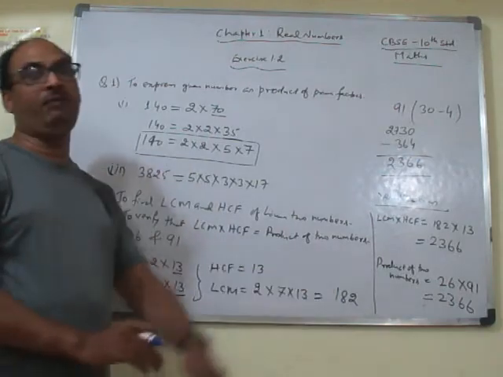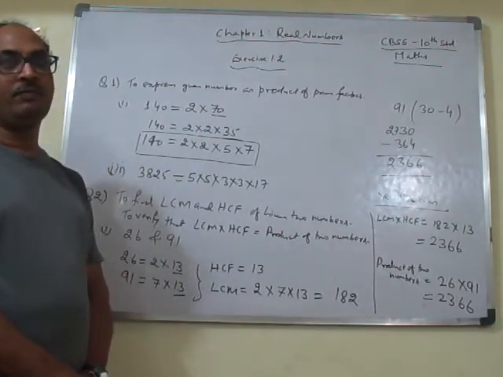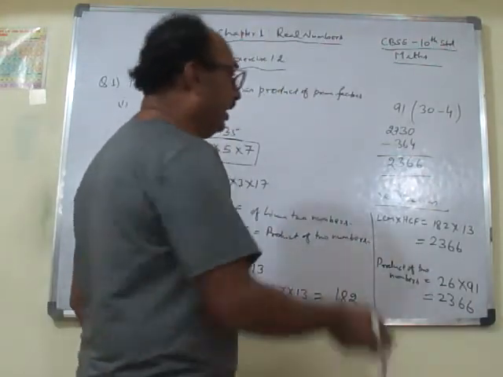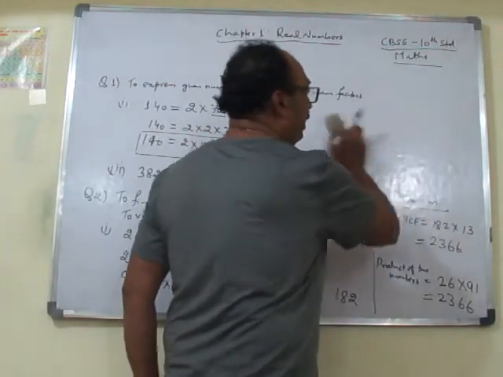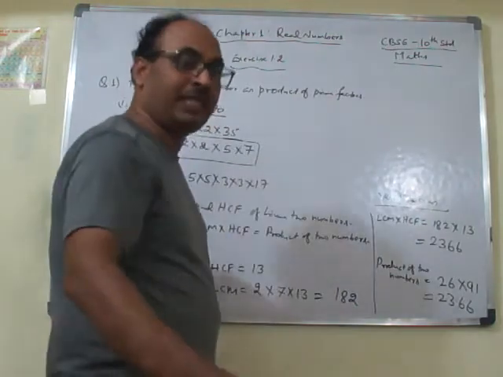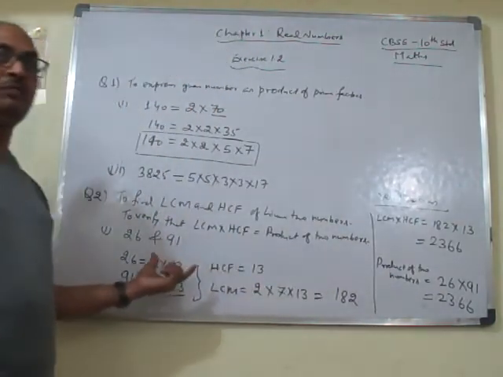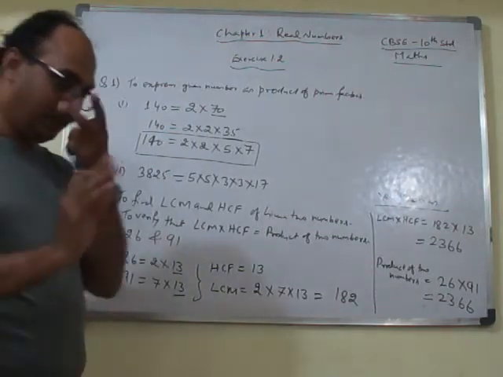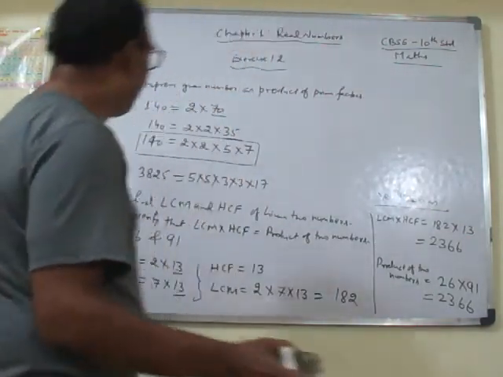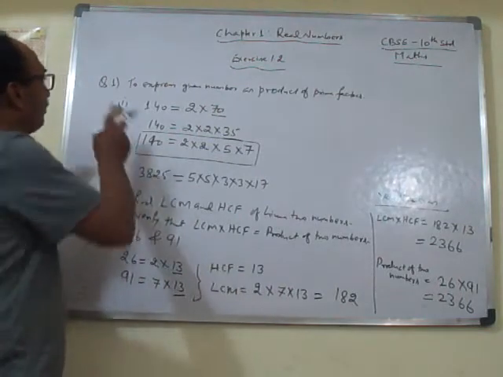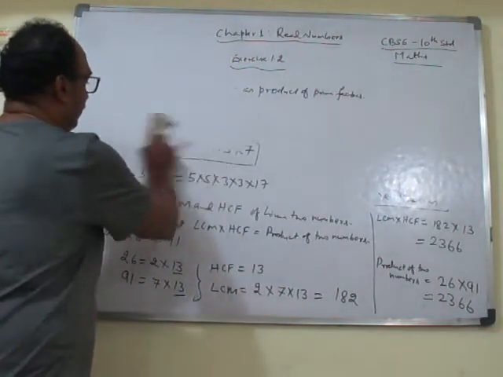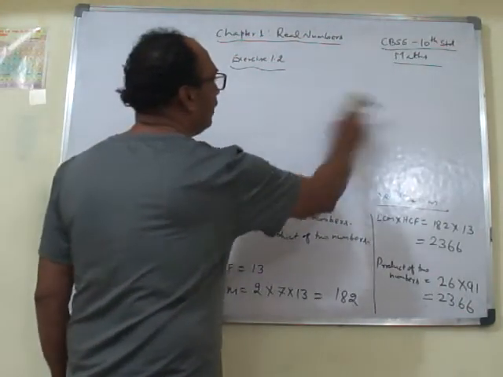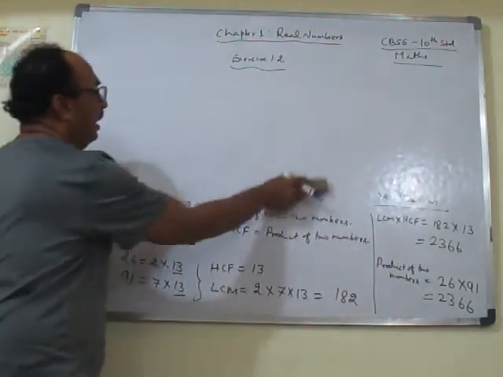It means we have verified. In this way, verification will also be needed. If the rule is correct, then we can certify by verification. One more question I will solve, and then the remaining questions we will solve in the next class.